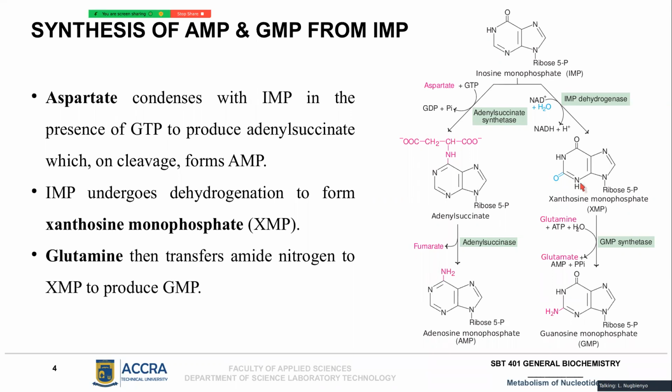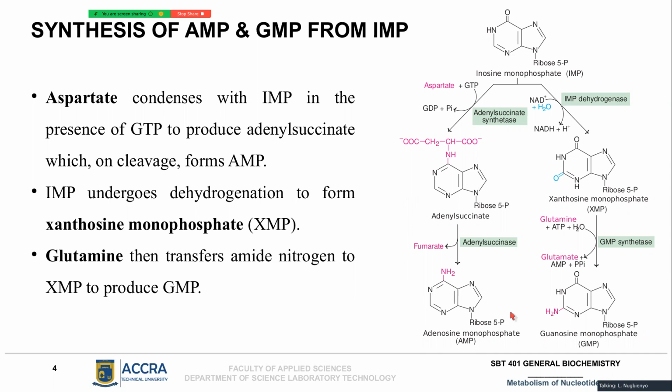And then further, glutamine comes in to transfer its amine group onto this carbon number 2. So this carbon number 2, which first got oxidized, is a form of activating that carbon to now go into a conjugation reaction with glutamine. So the glutamine now transfers its amine group onto the molecule to give you guanosine monophosphate.